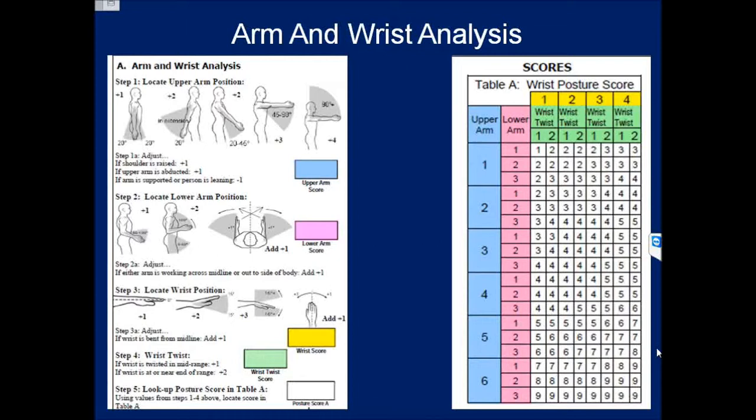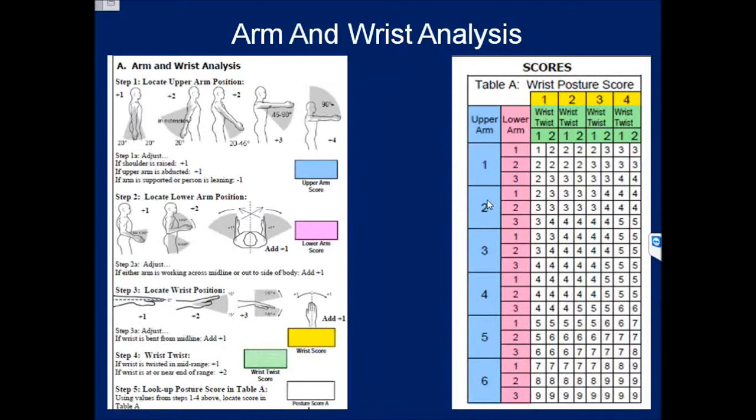And then when you come up with your score, you will use table A. If your upper arm score was 2 and your lower arm was 3, you would come over here. And then if your wrist posture was 2, you would come over here. And then if your wrist twist was a 1 or a 2, it happens to come out to 4. And that would be the score you put down in step 5, a posture score of 5.